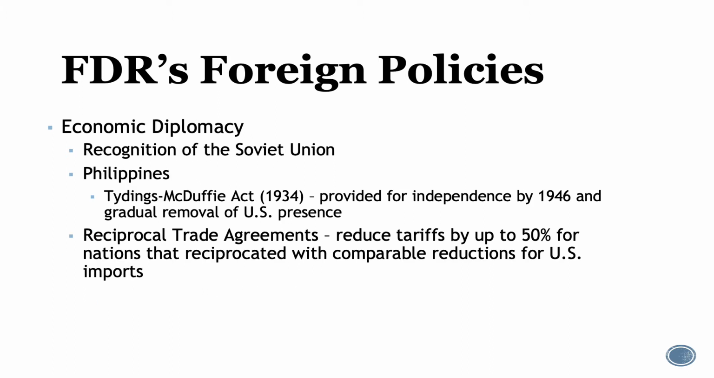As for economic diplomacy, we recognized that the Soviet Union existed, which was a big step because Republican presidents of the 1920s refused to grant diplomatic recognition to the communist regime that ruled the Soviet Union. FDR granted that recognition in 1933 to increase US trade and boost the economy. As for the Philippines, remember we were kind of controlling them. In 1934, we provided for their independence by 1946 with a gradual removal of the US. And we had reciprocal trade agreements, which reduced the tariffs by up to 50% for nations that reciprocated with comparable reductions for US imports.